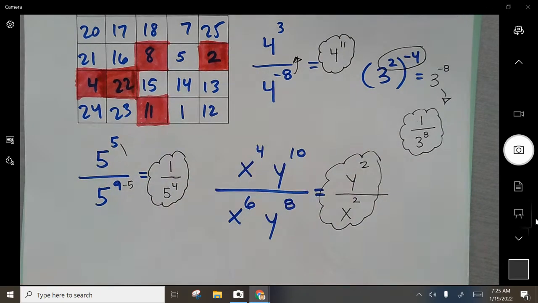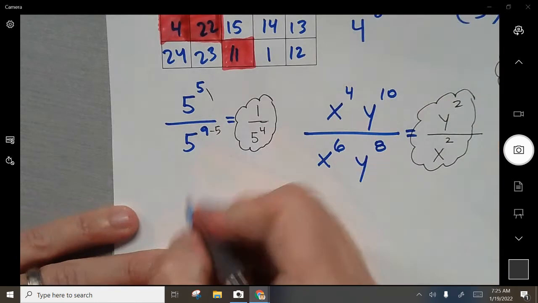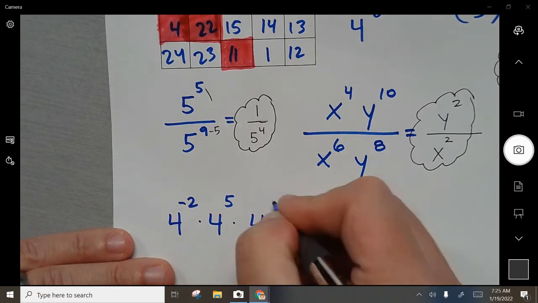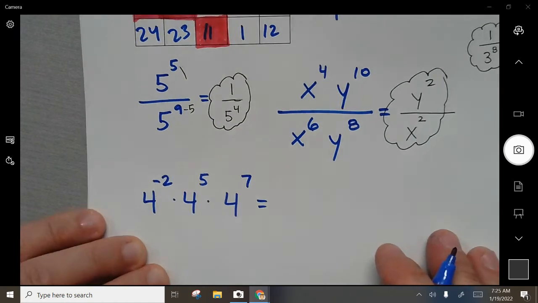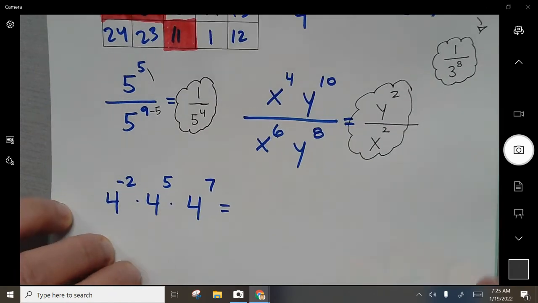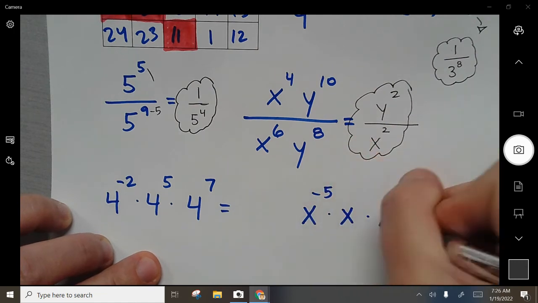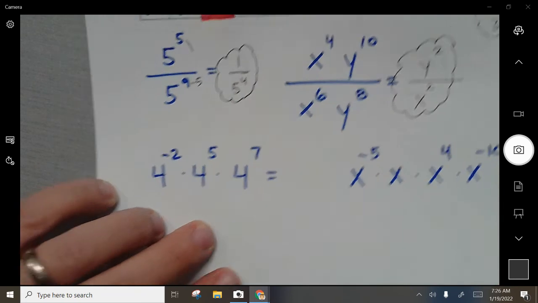All right, let's keep it going. You're going to have a little exit ticket at the end of class today. I want to make sure you do well with it, okay? All right, try this one out for me. As you do that one, also try this one out for me. All right, try those two out for me.